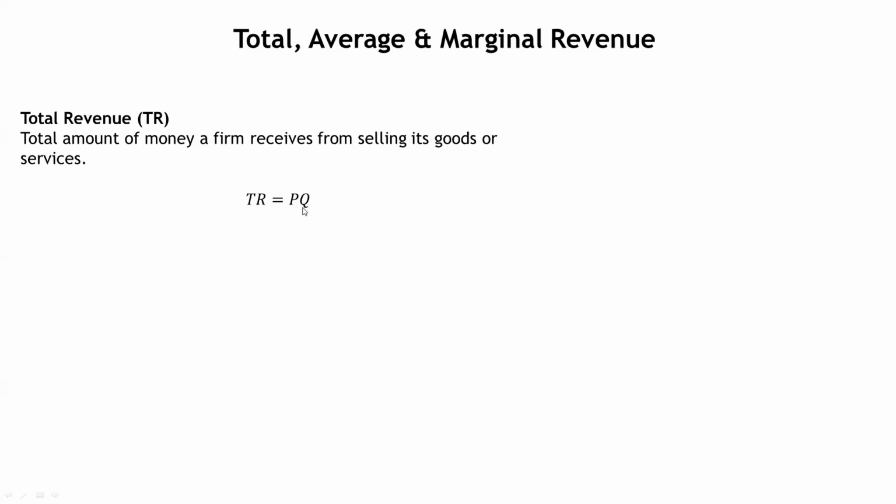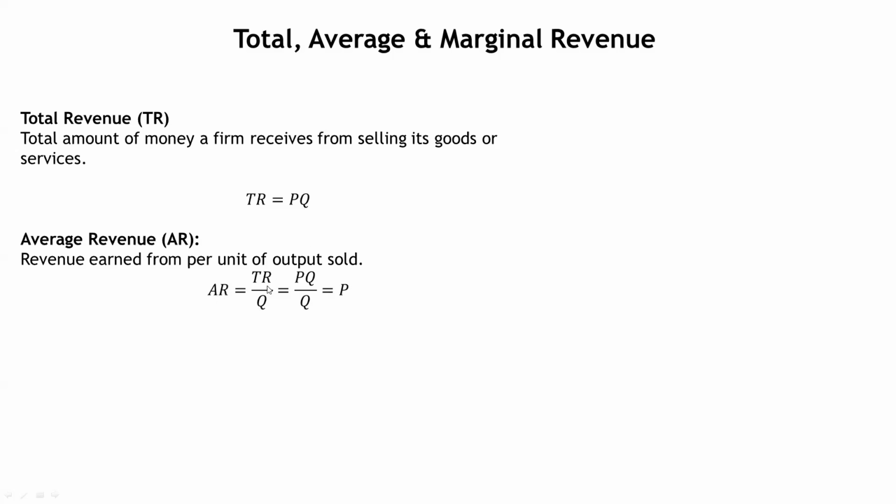What is average revenue? Average revenue is the revenue earned per unit of output sold. That is, revenue per unit output sold is average revenue. And we can get average revenue by dividing total revenue by quantity. Again, as we know, total revenue is price multiplied by quantity. When we divide it by quantity, Q cancels out, and price remains. It means average revenue is always equal to price. Average revenue equals price.